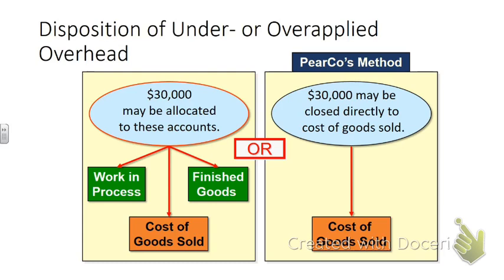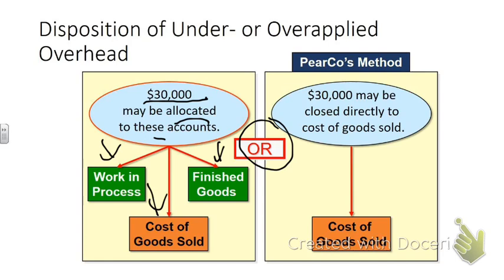Okay, and your book will say it's an or, and it is. The absolutely correct accounting way to do it is to take the 30 grand and to allocate it between work in process, finished goods, and cost of goods sold. Because some of the amount that was over applied or under applied is in each one of those categories. Can it be done that way? And the answer is yes. Is that a lot of work? Yes. Does it lead to much better accounting information? And the answer is not really.